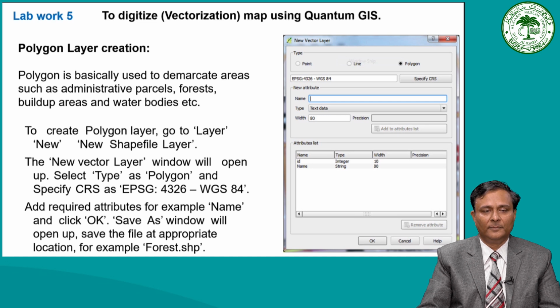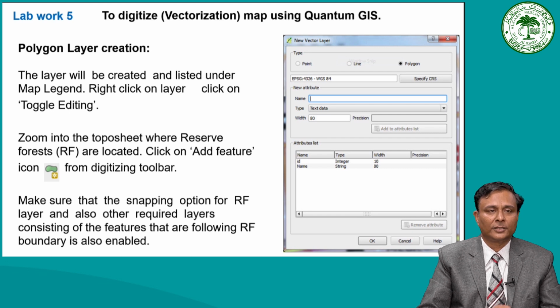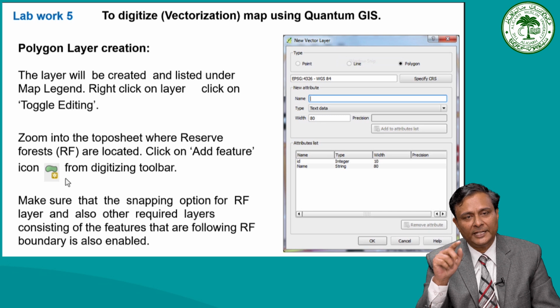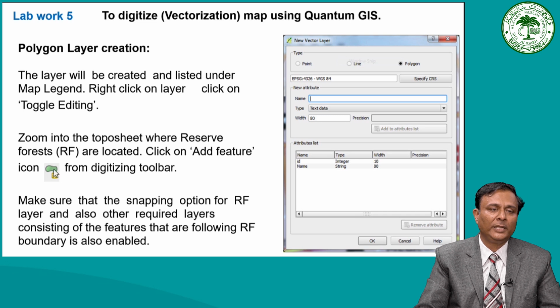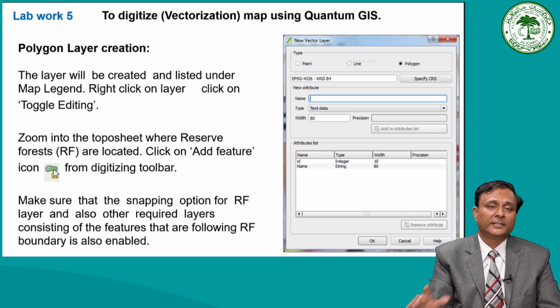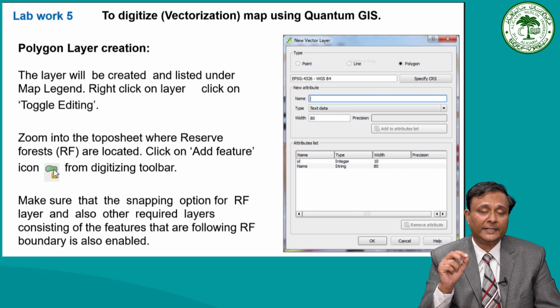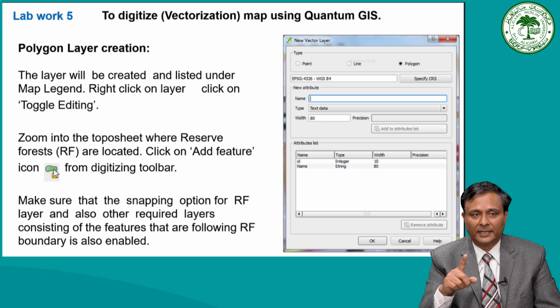Then this will appear like this, and there you need to click on the toggle editing, and this symbol you need to select. If you recall, for point we had the point symbol, for line it was the line symbol, and for area, a polygon, this icon needs to be selected. Now this would be selectable only if in our previous step we selected the polygon entity. If we select line entity, then this won't appear. If we select point entity, this symbol won't appear. This feature icon will not appear in the digitizing toolbar.